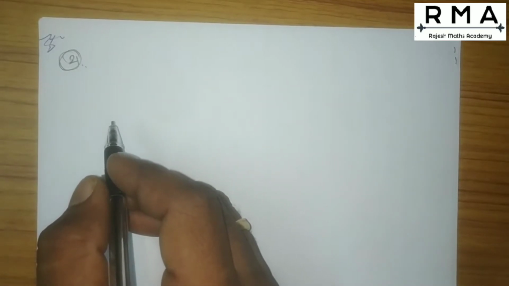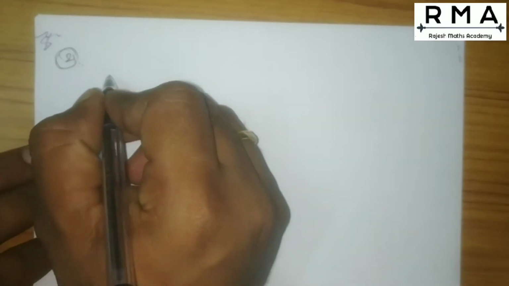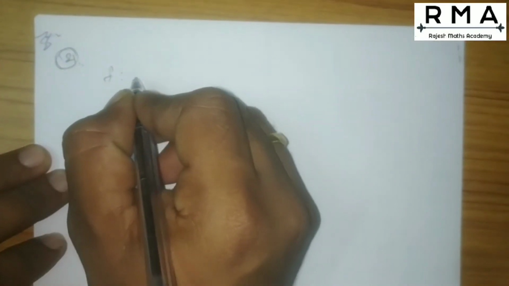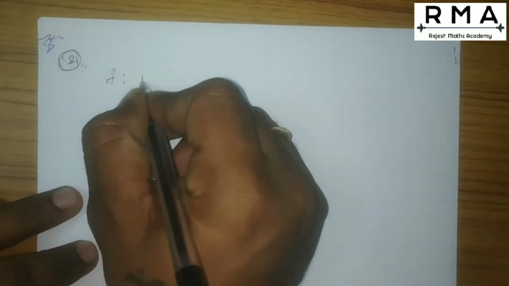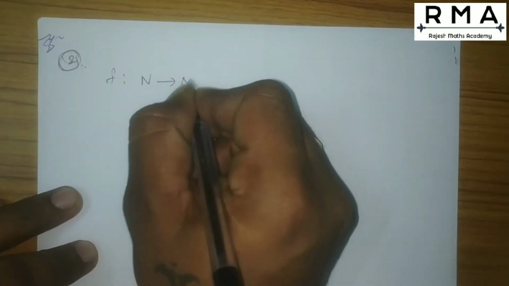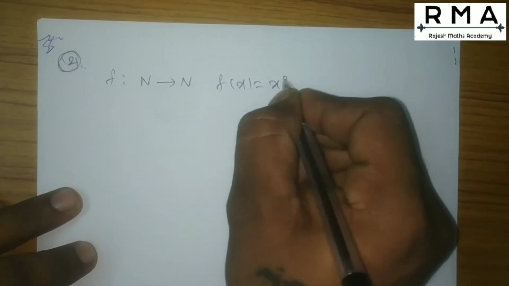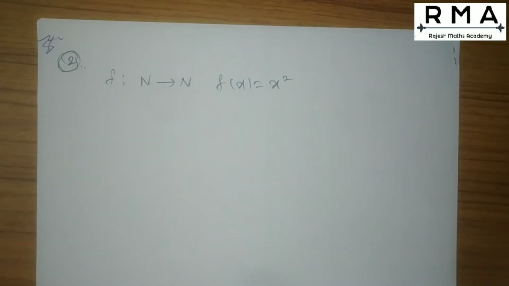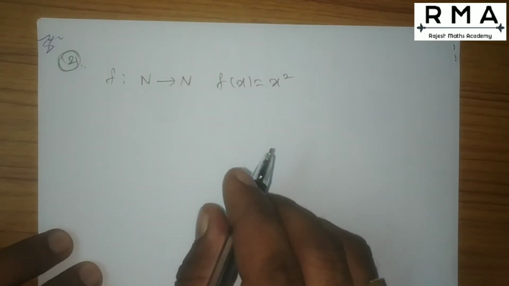So what is the question given? Check the injectivity and surjectivity of the following functions. First, the function f from natural numbers to natural numbers, where f of x equals x square, is the given function. We have to check the injectivity and surjectivity, which means one-one and onto.